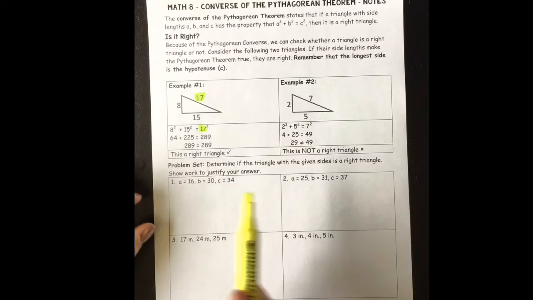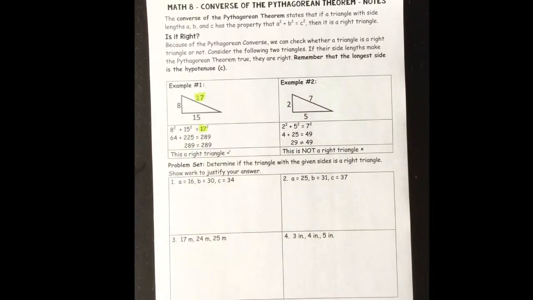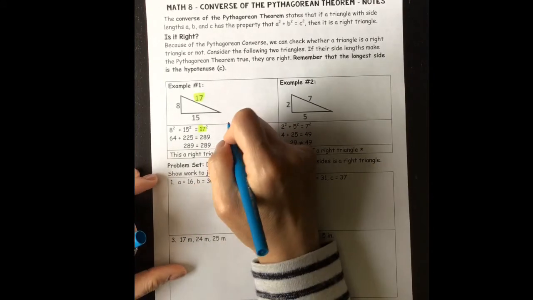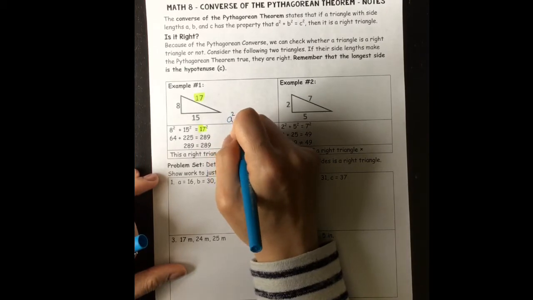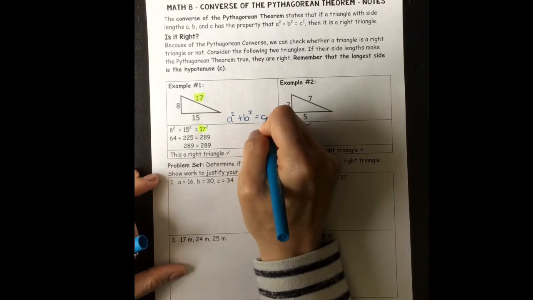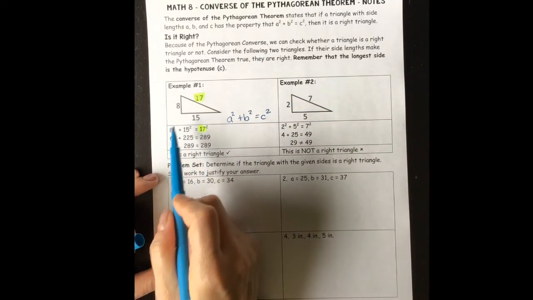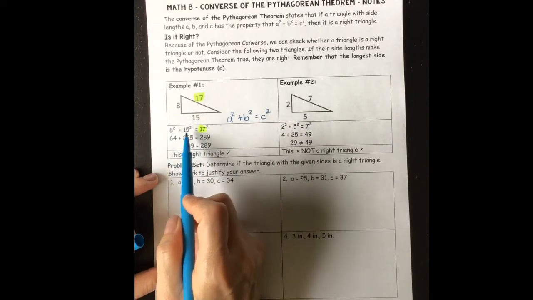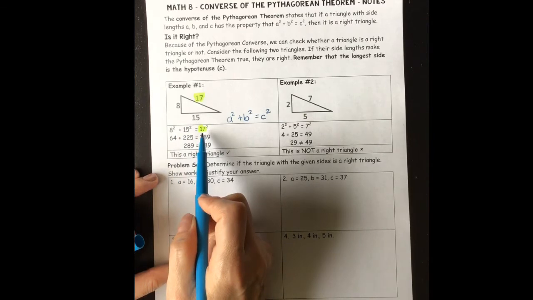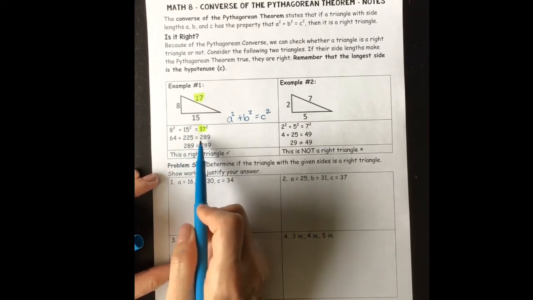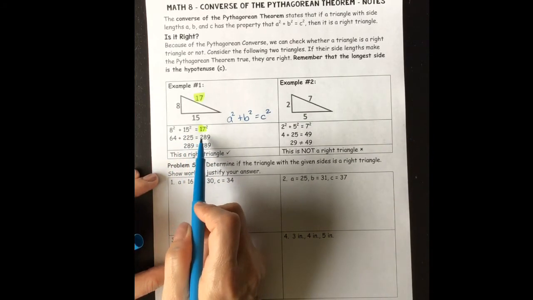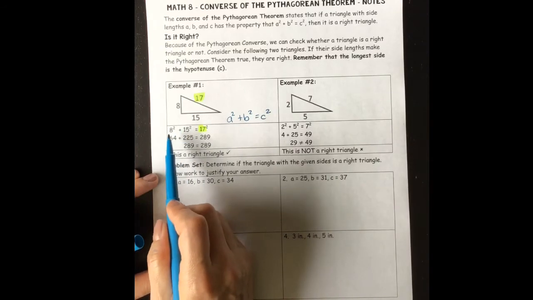All right, so we take our Pythagorean theorem, which is a squared plus b squared equals c squared, and we're going to substitute in our sides. So our two legs, 8 squared and 15 squared, equals 17 squared. In our next step, we're going to go ahead and square each of those numbers. We can't just get rid of the squares, right? We're going to follow order of operations. We need to square those numbers.